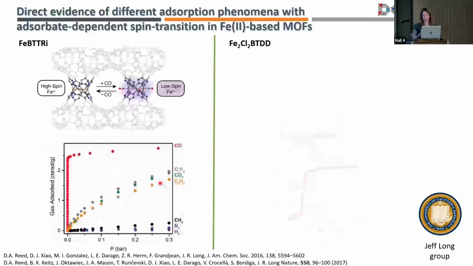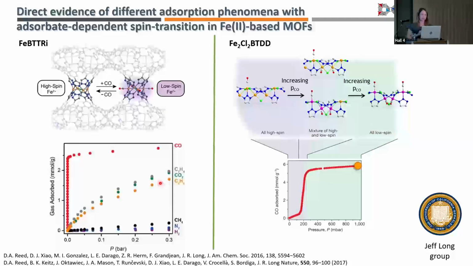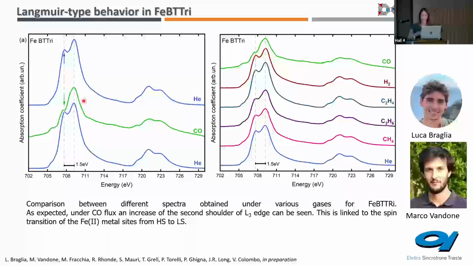they both possess open iron-2 metal sites. They are capable of pi-back donation, which means that they can selectively separate carbon monoxide from other gases, as you know, carbon monoxide possesses low-lying pi star orbitals. However, these two systems react in different ways. So in one case, for Fe-BTTri, the behavior is just a Langmuir type behavior in which the iron-2 sites work as isolated sites, and the CO adsorption proceeds with a high spin to low spin transition on the single metal sites.